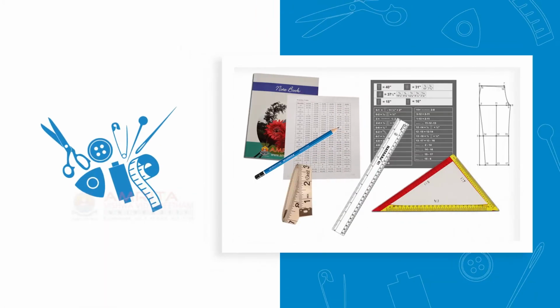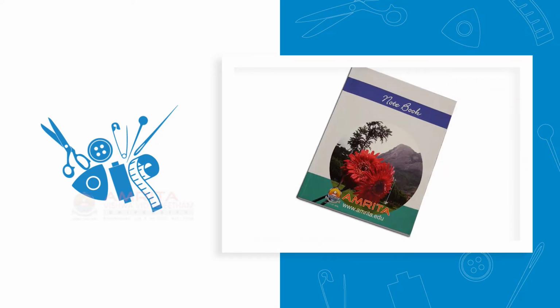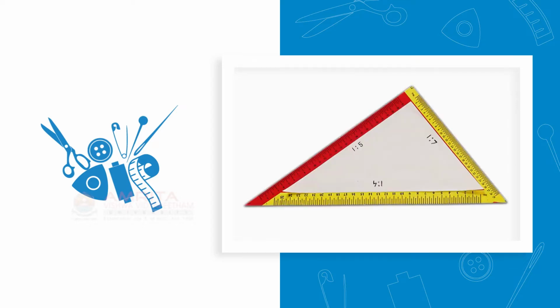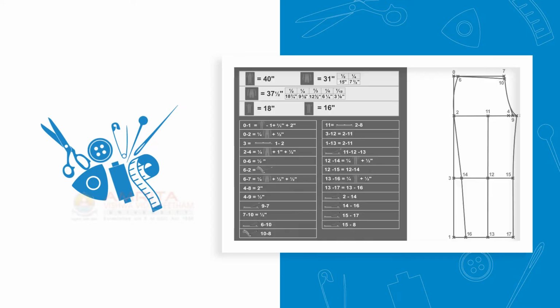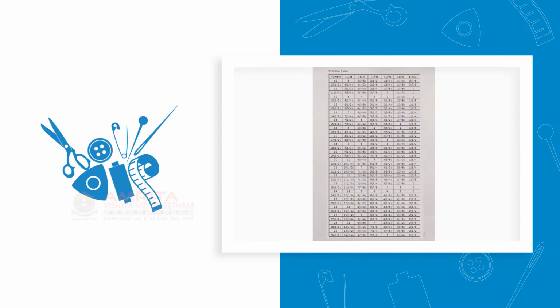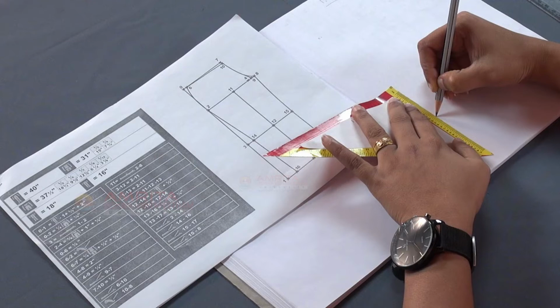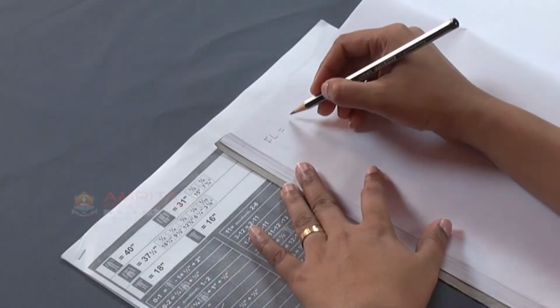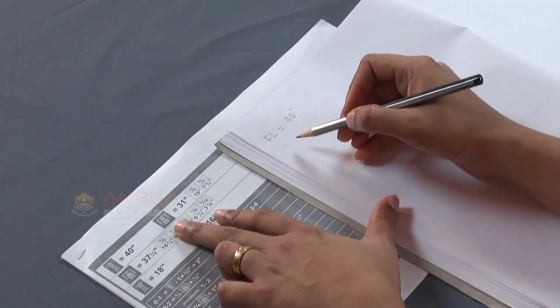First, let's familiarize with the tools and materials required for doing this exercise. They are notebook, pencil, triangular scale, measuring tape, front pant piece pattern and drafting instructions, fraction table, and scale. Now let's see how to draft the pattern of the front pant piece in the notebook using a triangular scale. Note the body measurements taken in your notebook.